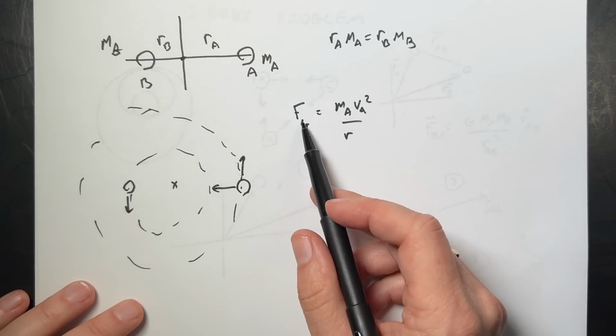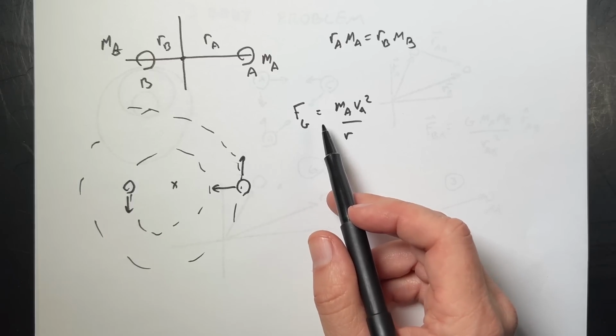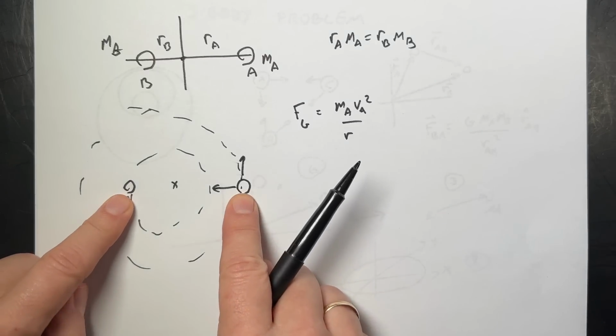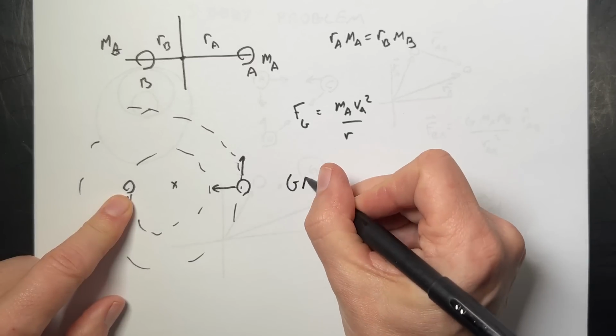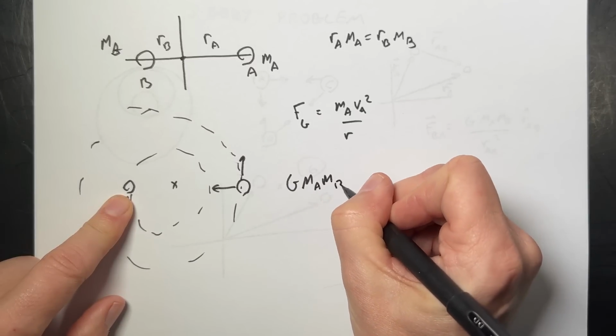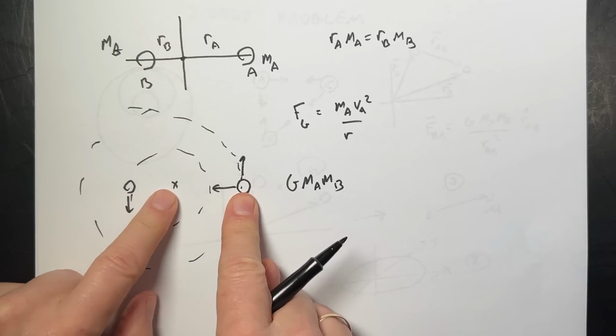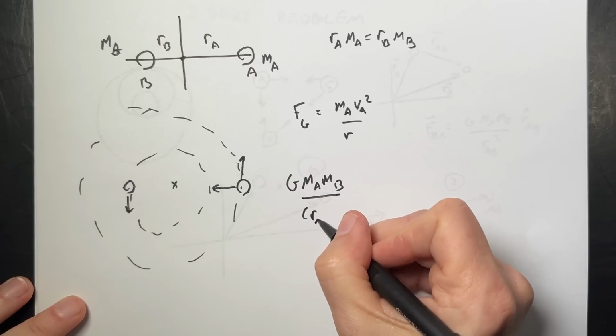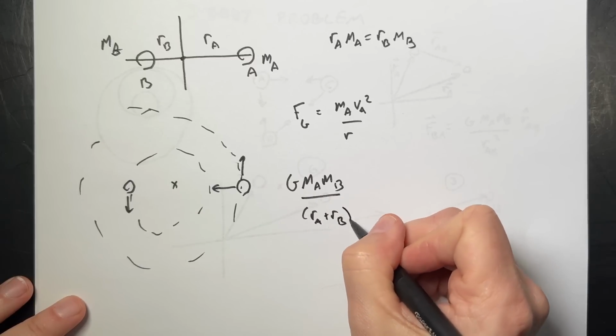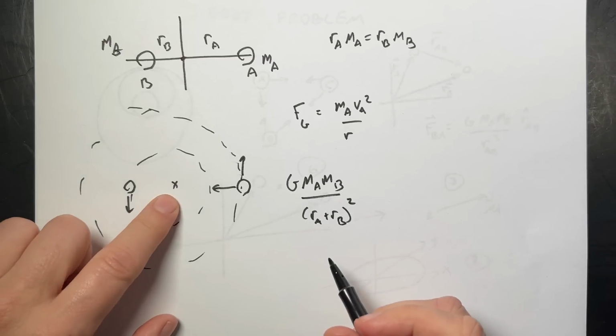And this is going to be the gravitational force. Now, we have to put in our values here. For the gravitational force, I'm just dealing with the magnitude. I'm going to say this is equal to G, mass A, mass B, over the distance between them, which is RA plus RB, quantity squared. So that's the gravitational force.